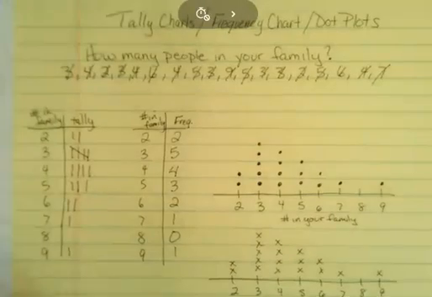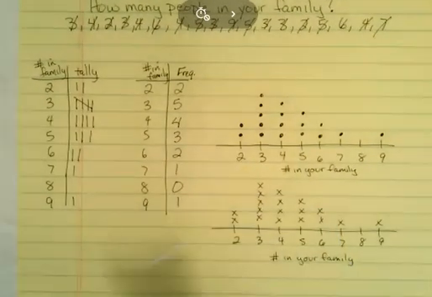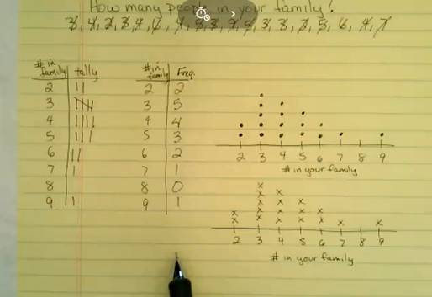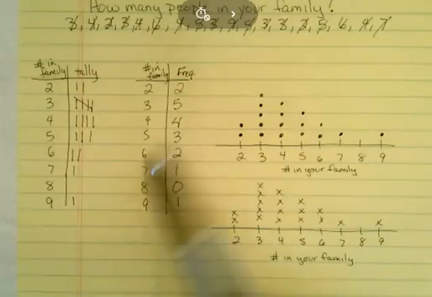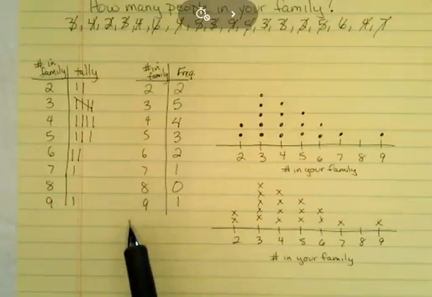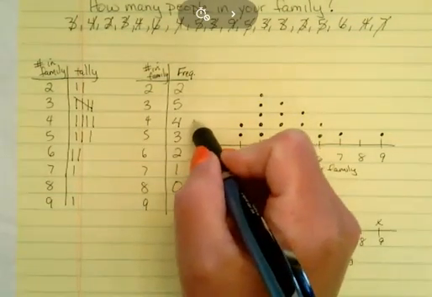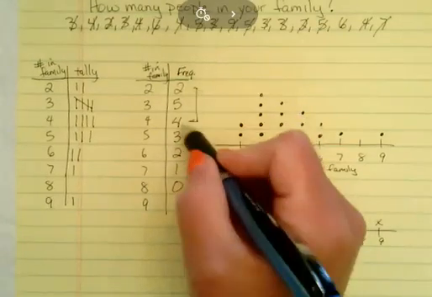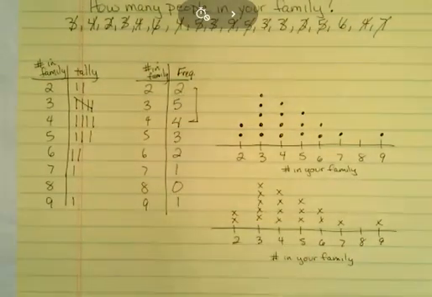All right, so here's your example of a tally, a frequency, and a line plot, okay? You should be able to use this information to answer questions, okay? So if I have this, I could easily ask you how many people have 4 or less people in their family. So for 4 or less, I would look at 4, and then less. I would have to count all of those people. So 4, 9, 10, 11. So 11 people have 4 or less in their family.